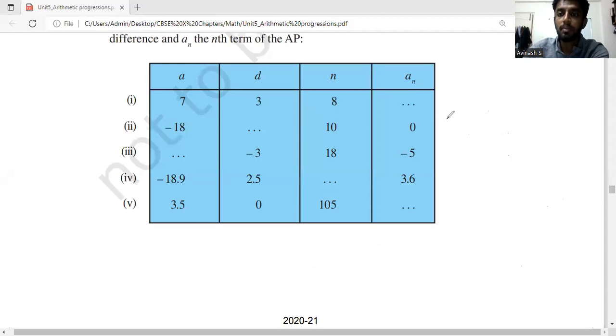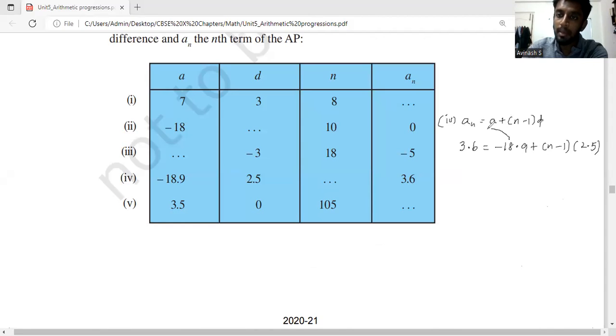When it comes to the fourth subdivision, again, we are going to use the formula A n equals A plus n minus 1 into D. So here A n is 3.6. Okay. And A is minus 18.9. And n we don't know, so we have it as n itself. And the value of D is 2.5.